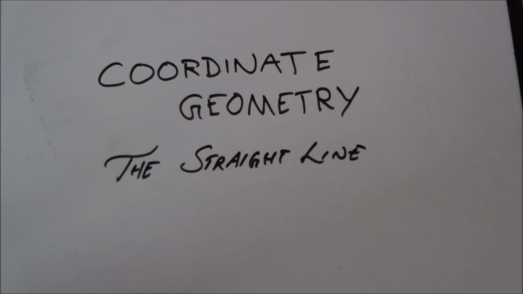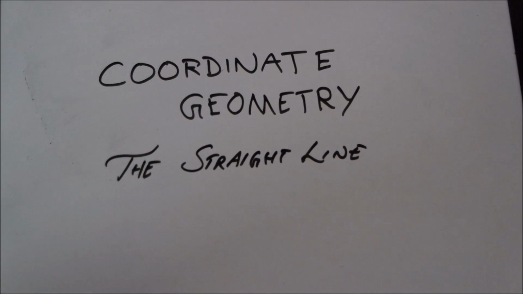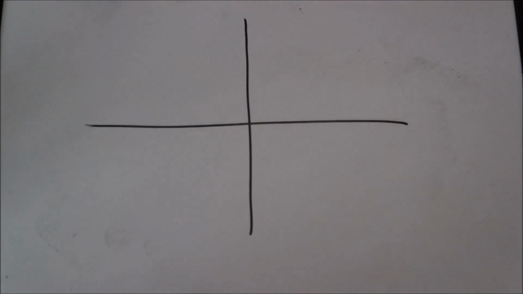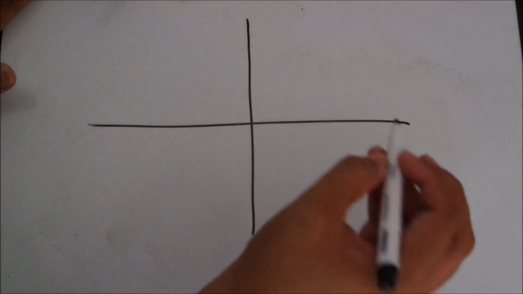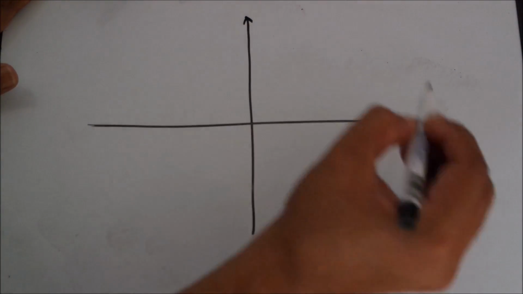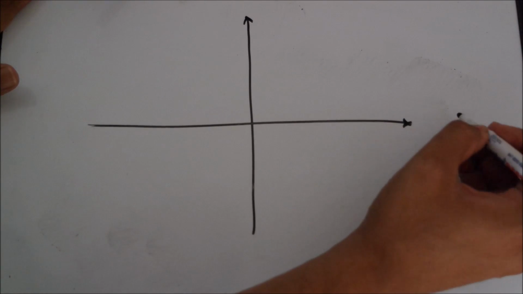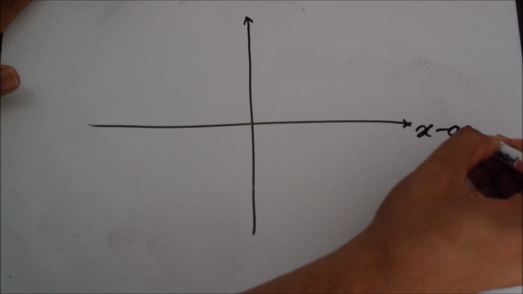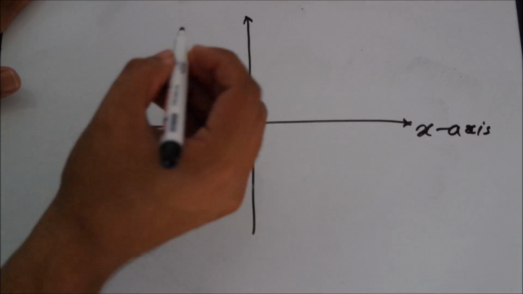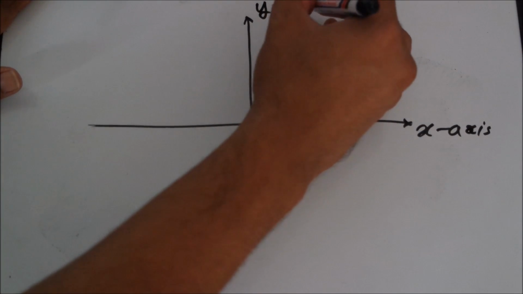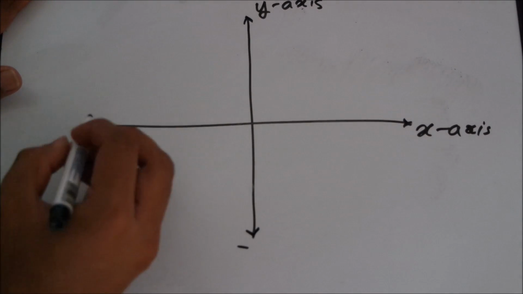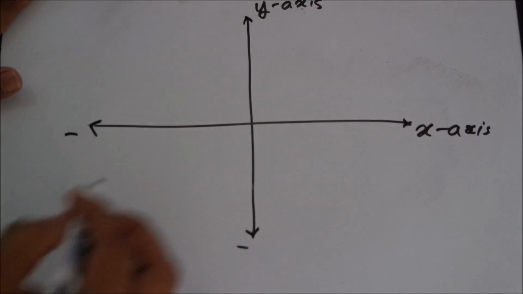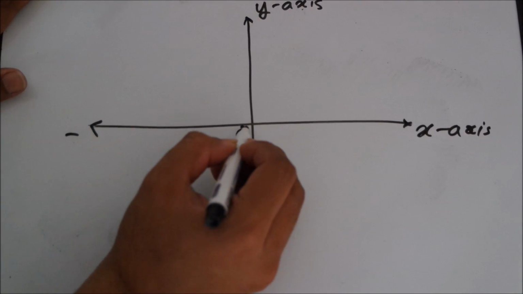Hey guys, in this video we will be learning about coordinate geometry, and I'll just start off with the straight line. Alright guys, so this is how we draw a graph of a straight line. As you may already know, this is the x-axis of a graph and this is the y-axis. This is the negative coordinate of the y-axis and this is the negative coordinate of the x-axis. And this is the center, which is 0.